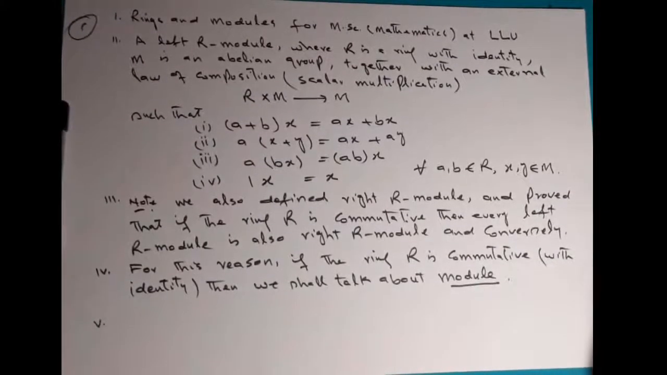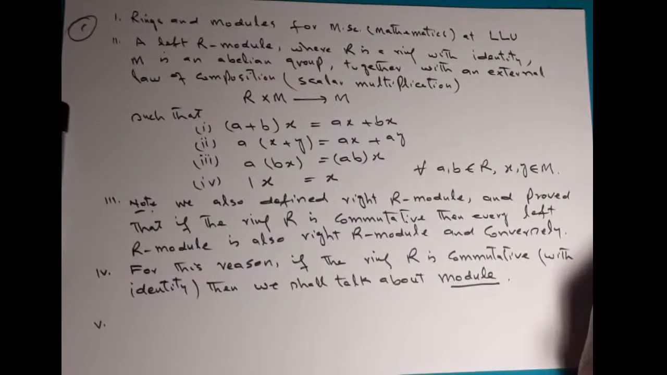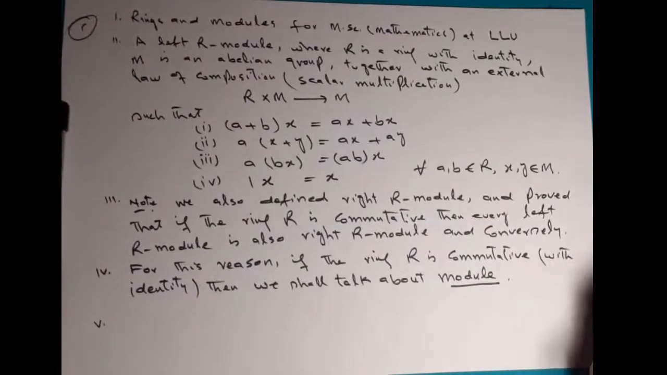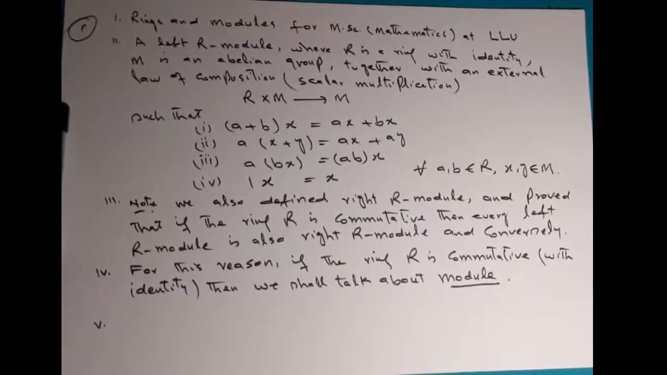I give you an example that every vector space is a module, and I emphasize that it is not necessary that every module is a vector space. In fact, when we define a vector space, the ring R is a field. Anyway, every vector space is a module, but not necessarily every module is a vector space. Let's have another example.